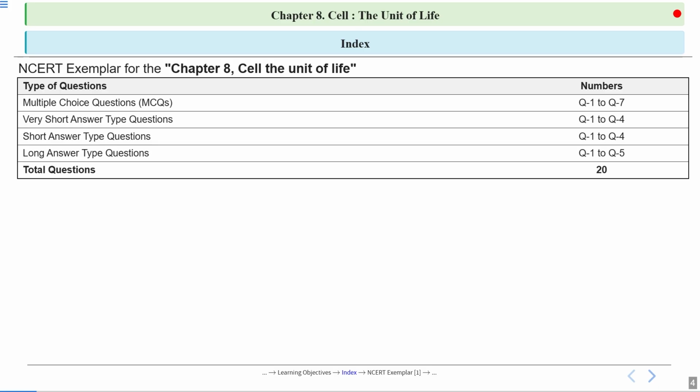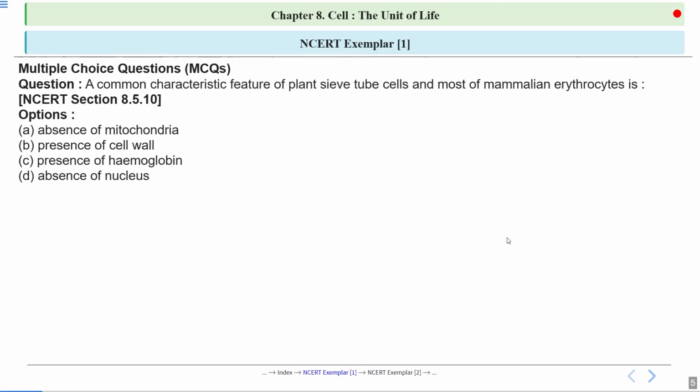So these questions have been divided into following categories. First one is multiple choice questions. Then you have very short answer type question, short answer type question and long answer type question. In total, there will be 20 questions. We'll try to discuss all of these questions today. So let's begin with the session. First we'll be discussing multiple choice questions.